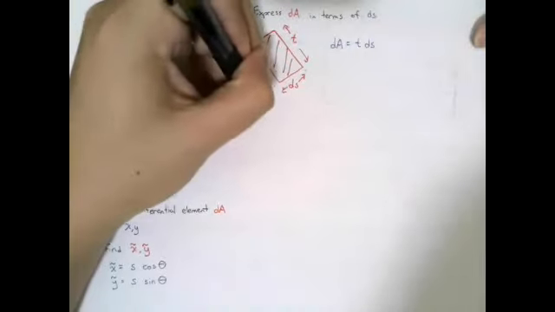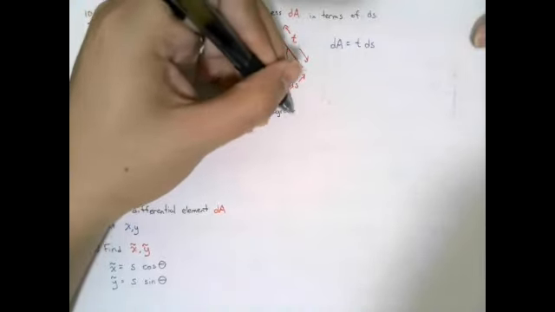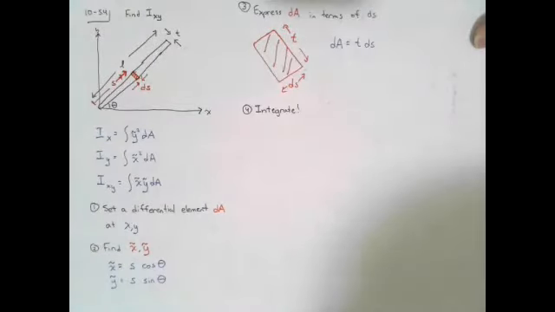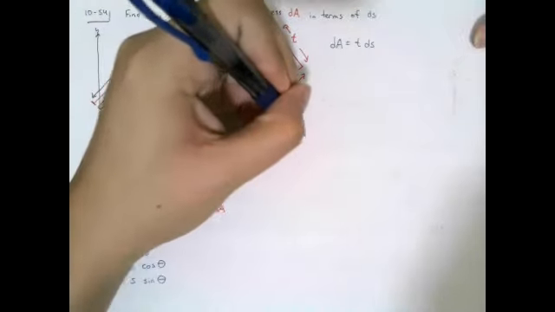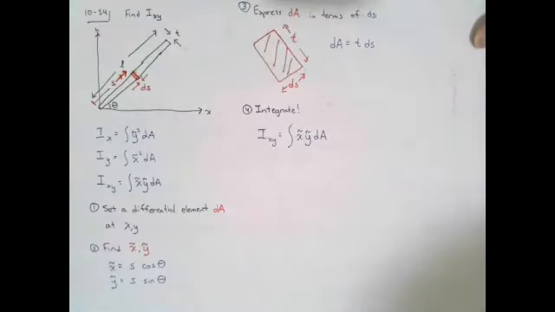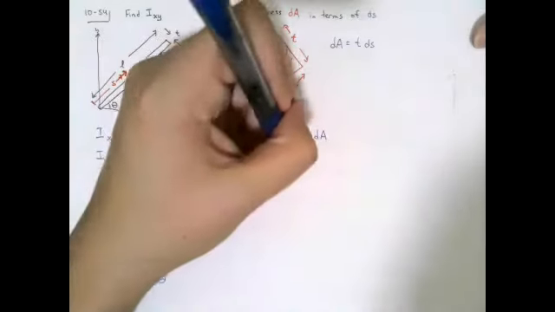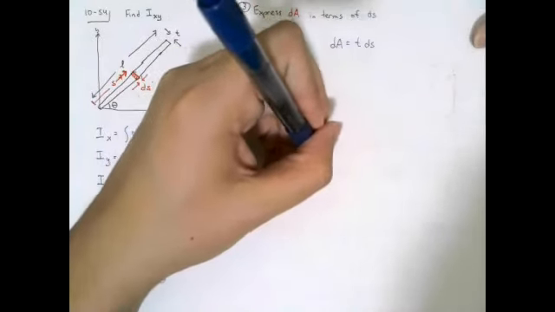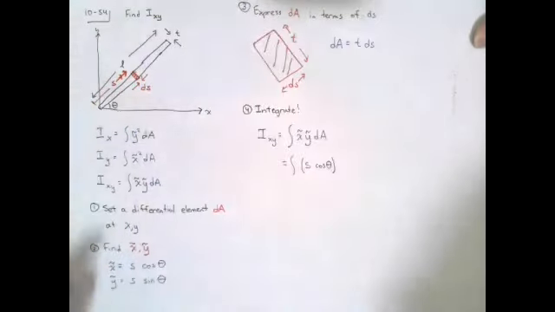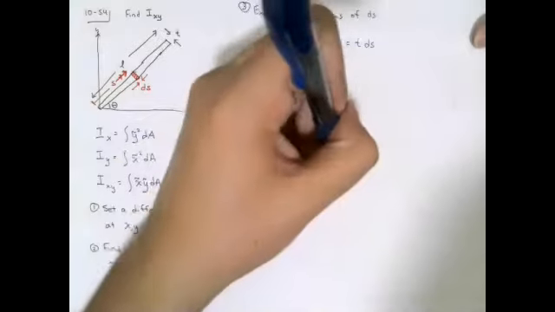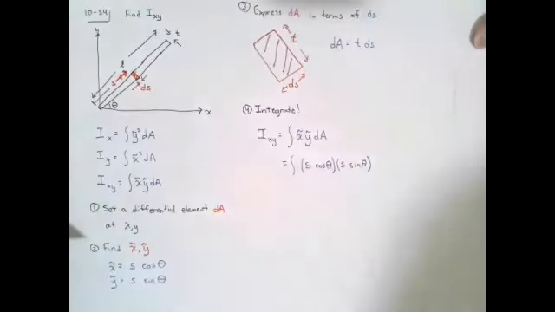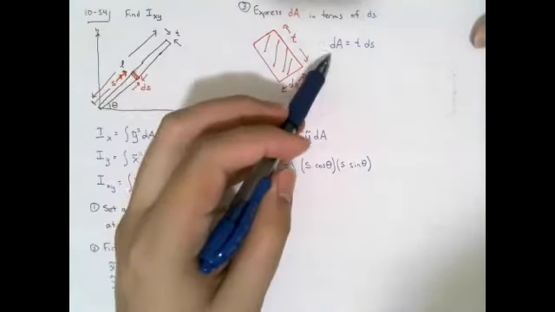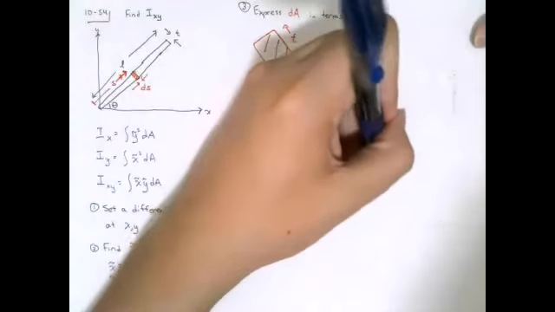And of course, the fourth and final step is to integrate! The product of inertia is equal to the integral of x tilde, y tilde, dA. From step number 2, we get that x tilde is s cosine theta, and we get that y tilde is s sine theta. From step number 3, we get that dA is t ds, where t is a constant.